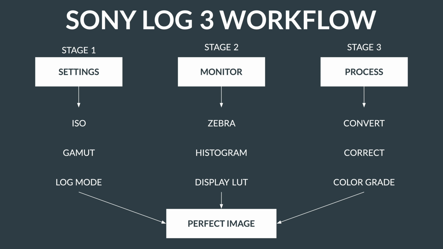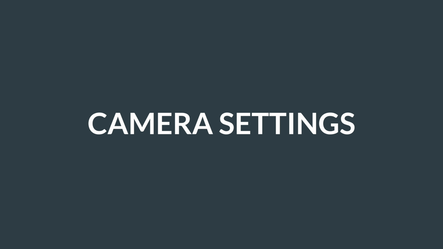When it comes to monitoring, we will discuss our zebras, our display LUT, and our histograms. And in stage 3, we'll discuss how to convert, correct, and color grade, each stage working collectively together to reach the perfect image. Let's begin with camera settings.